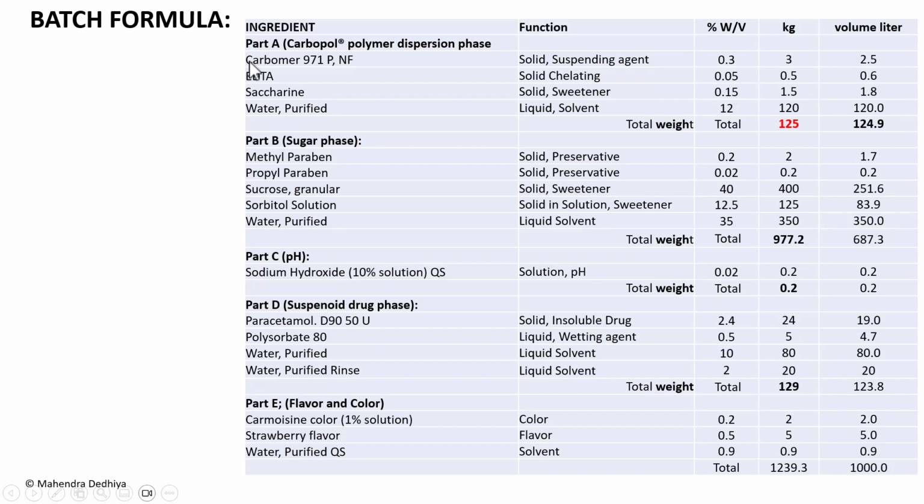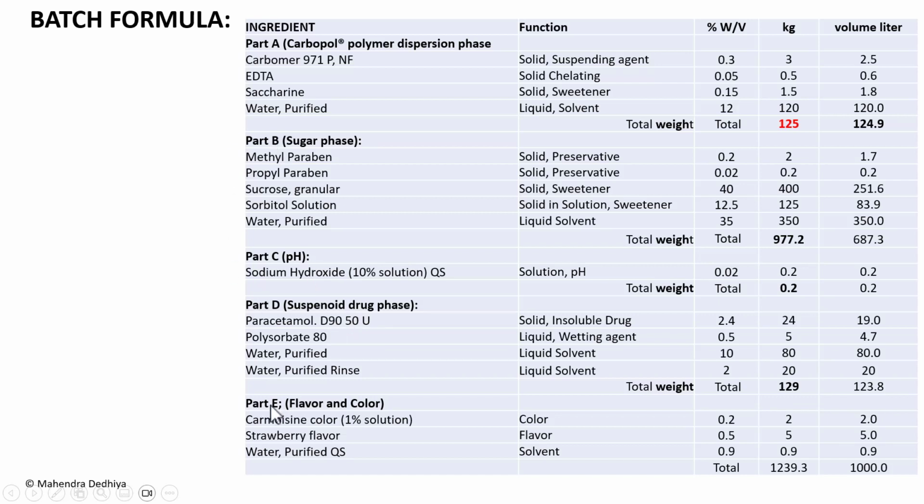Let's look at the batch formula. This batch formula is for paracetamol, active ingredient used in Tylenol and generic drugs. It has D90 of less than 50 micron. That means particles are fine, less than 50 micron in size.